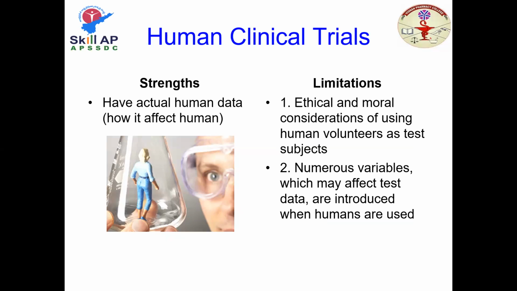So in animal trials, we monitor every time what kind of food they are getting, what kind of temperature they are in, what kind of oxygen levels. Whereas in human subjects, after completion of trials, as I have said, we can't see rust within 10 days or 6 months. It may take years. In humans, we can't keep them in isolated or segregated positions for longer times. So numerous variables which may affect test data are introduced when humans are used.